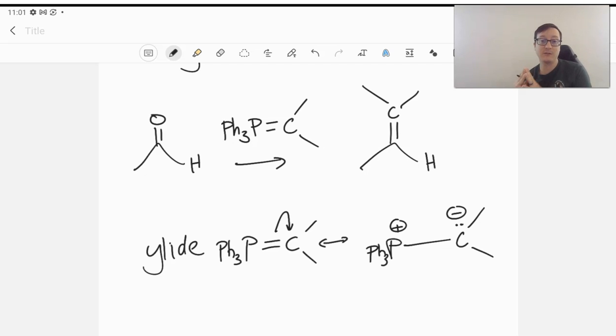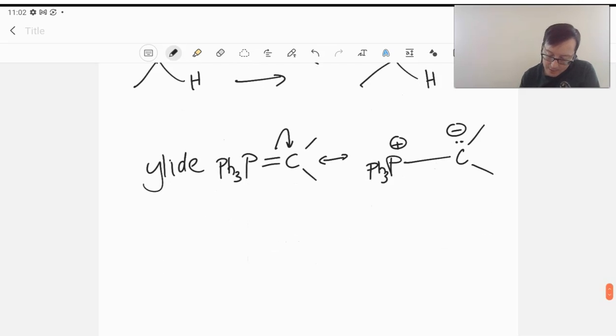So it's a special case of Zwitter ion. Remember, Zwitter ions had both positive and negative in the same molecule. An ylide has them right next to each other, and they're different atoms. So we have a carbon and a phosphorus in this case. And so we can see here that in the resonance form, that carbon, which has the negative charge, is going to be nucleophilic. So it's going to go ahead and attack our aldehyde.